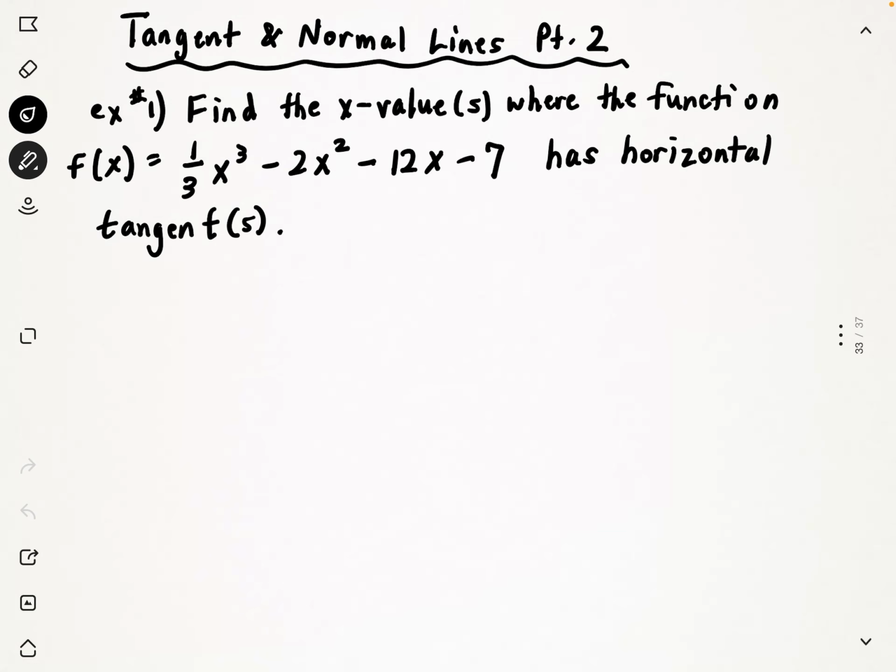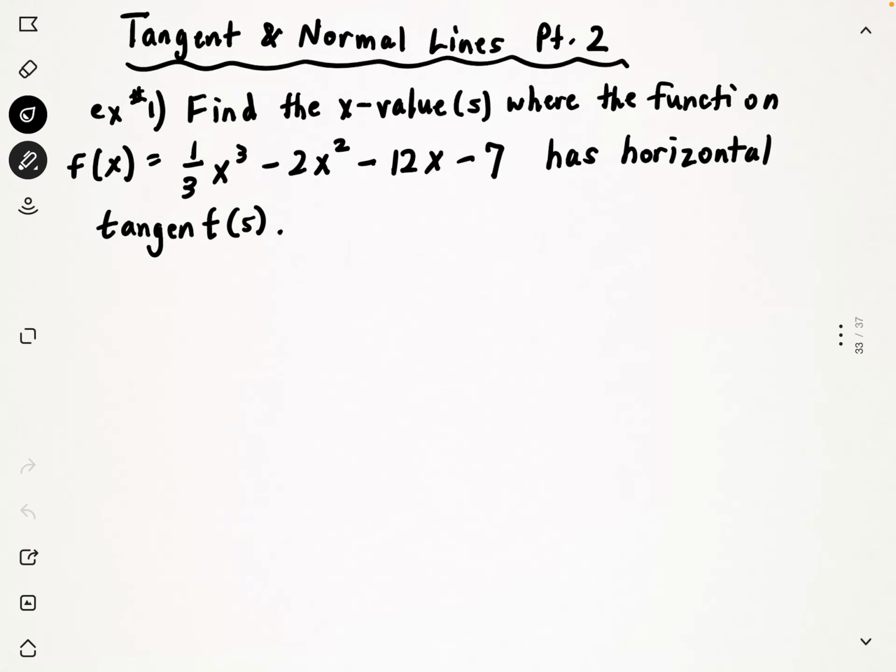Here we go. We're going to do some more tangent and normal lines. And hello, everybody. We're going to get things started. The first set of questions that we did in the previous video was more like: given an equation and given a point, find the equation of the tangent line to the curve at that point. In this new section, we're going to take a look at some other things.